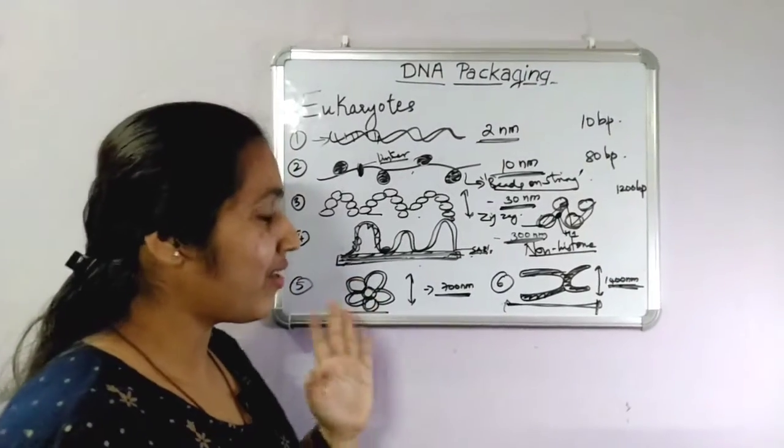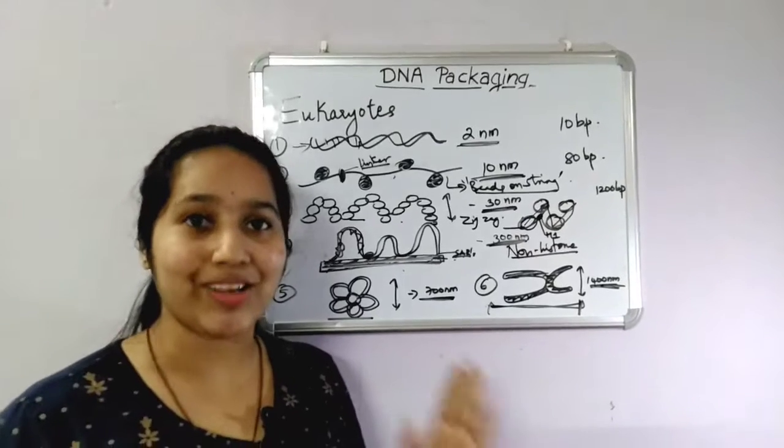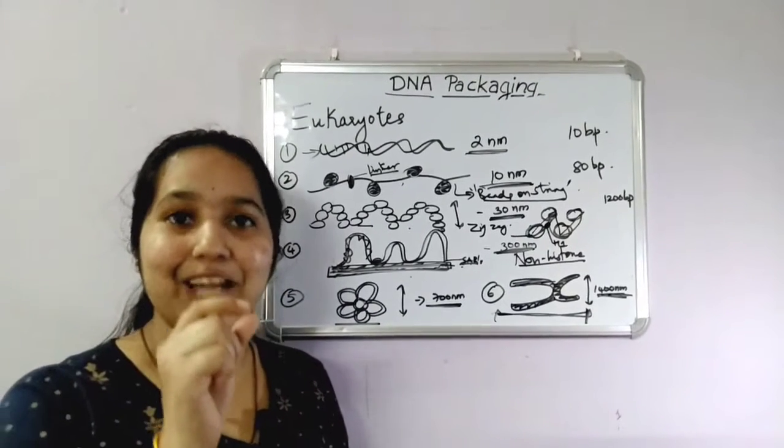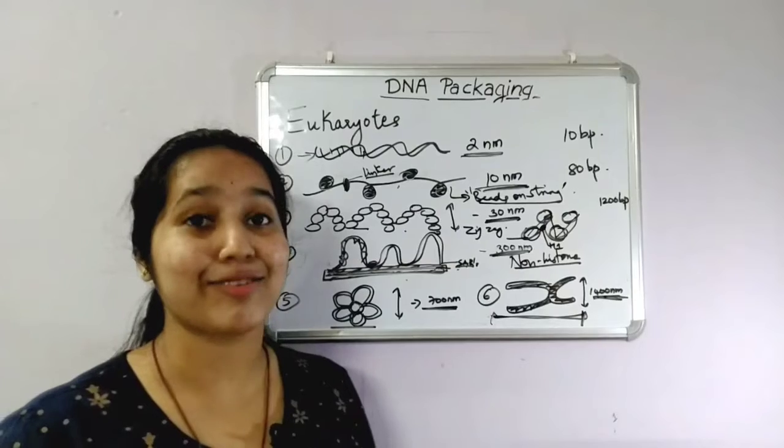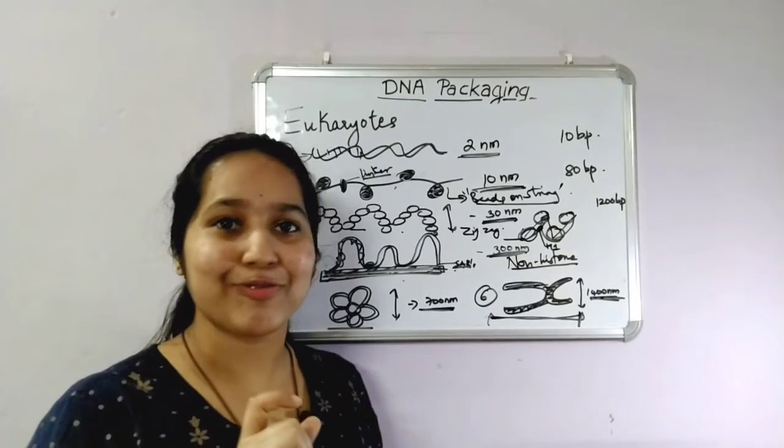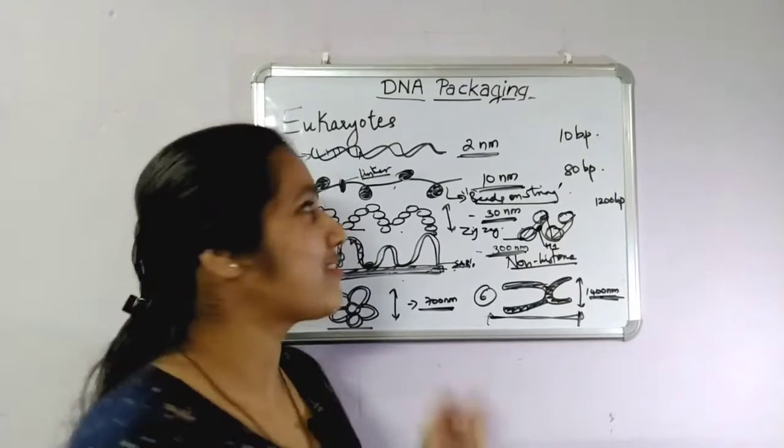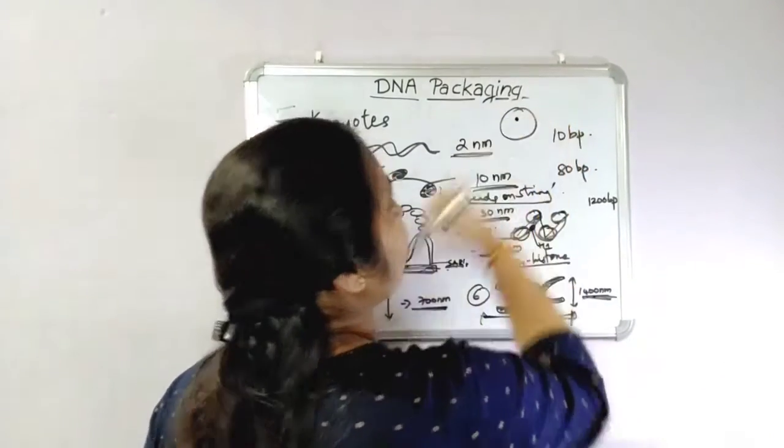So this is all about how the DNA is organized in that very tiny nucleus, and now you all have the answer to why that 2.2 meters of lengthy DNA is organized in that very tiny nucleus.